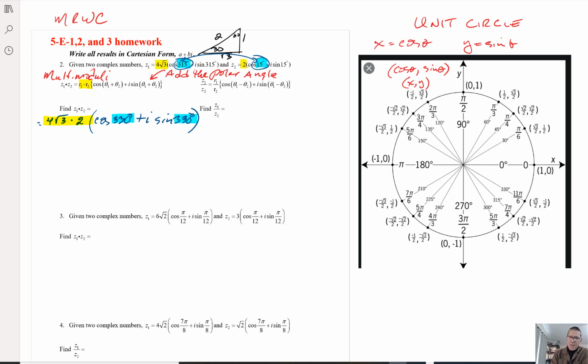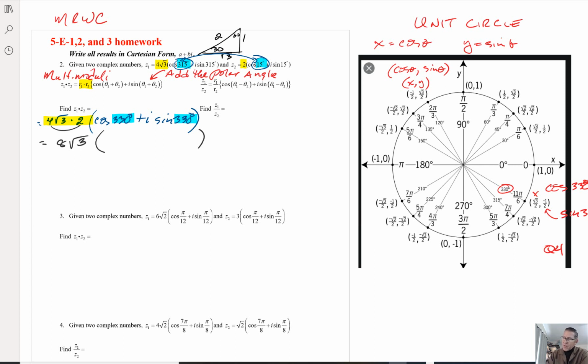Now you simplify. 4 root 3 times 2 is 8 root 3, because 4 times 2 is 8. So you get 8 root 3 right here. Then you have to simplify the cosine of 330 degrees, and you could use special right triangles, or you can simply use the unit circle. 330 degrees is in quadrant 4, and the x-coordinate is your cosine of the angle. The x-coordinate is root 3 over 2, which means that cosine of 330 degrees is equal to root 3 over 2. And the sine of 330 degrees is equal to negative 1/2.